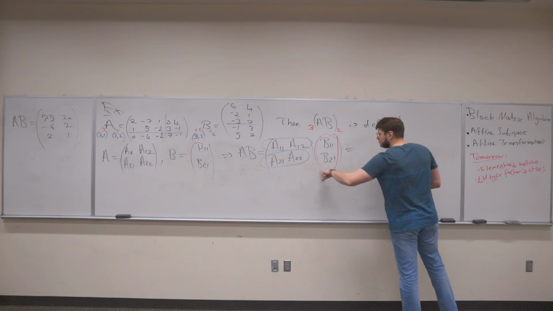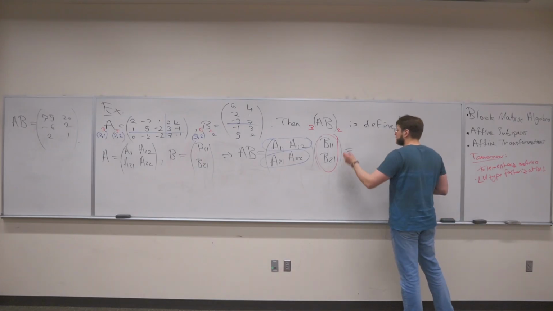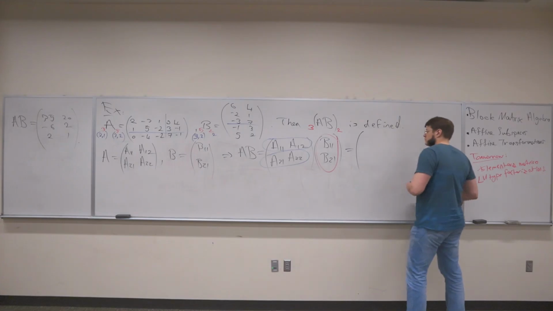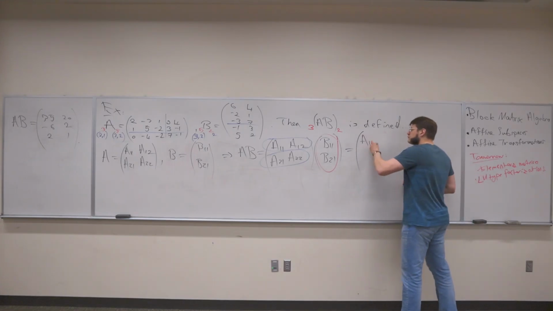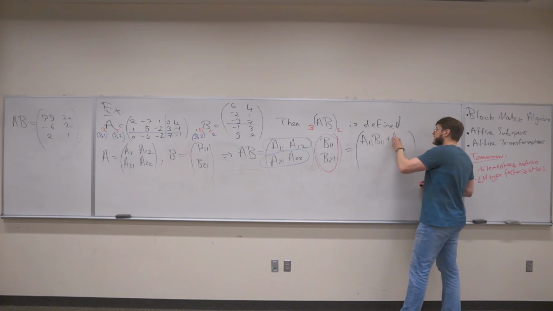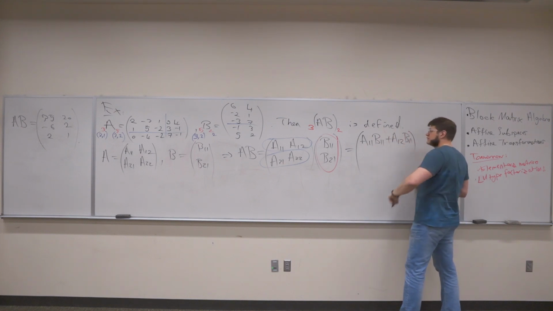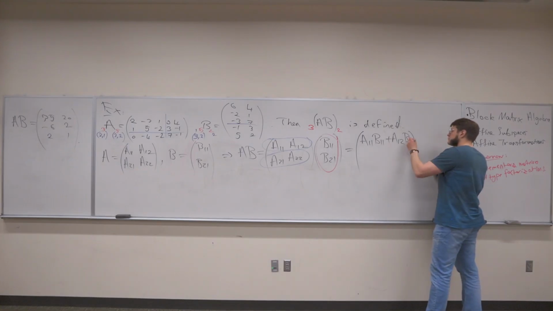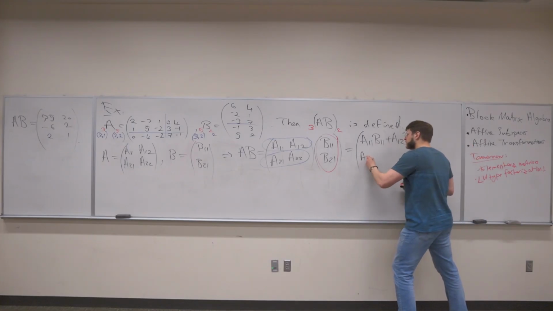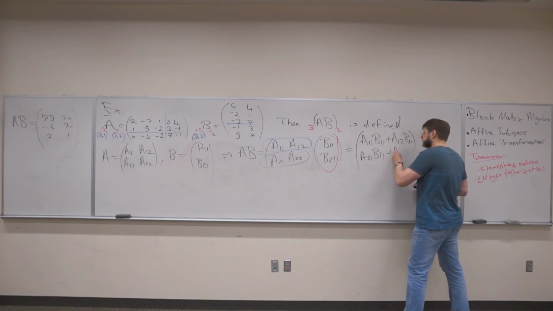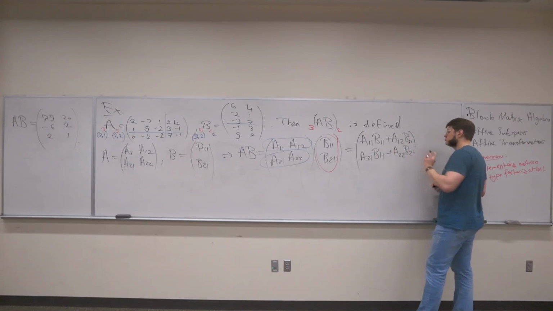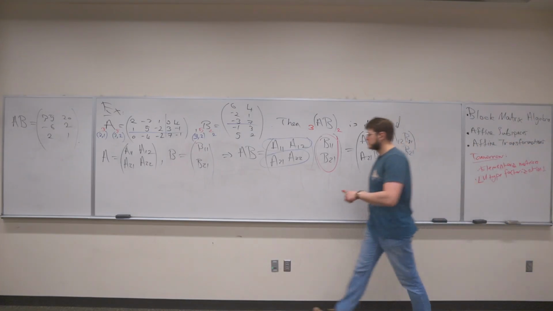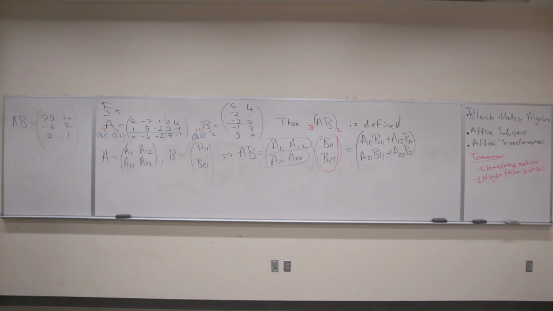Okay, so 2 by 2 times 2 by 1 is going to give me a 2 by 1. Here it's going to be A11, B11 plus A12, B21, sorry. And then here I'm going to have A21, B11 plus A22, B21. Okay. Let's see that these indeed make sense.